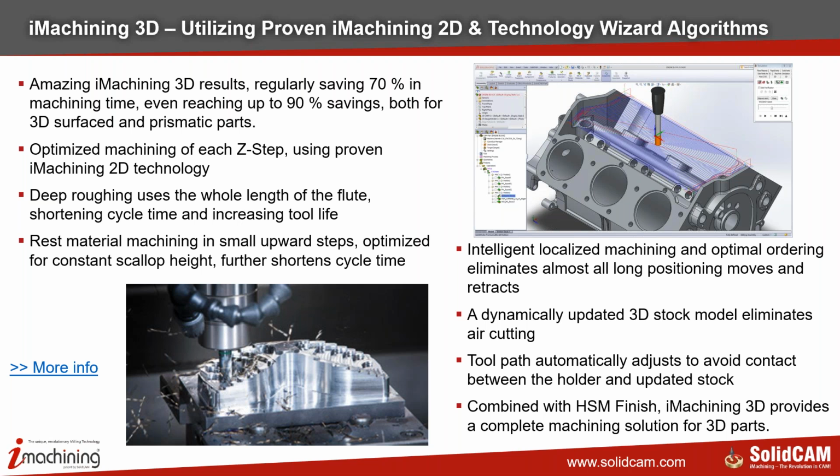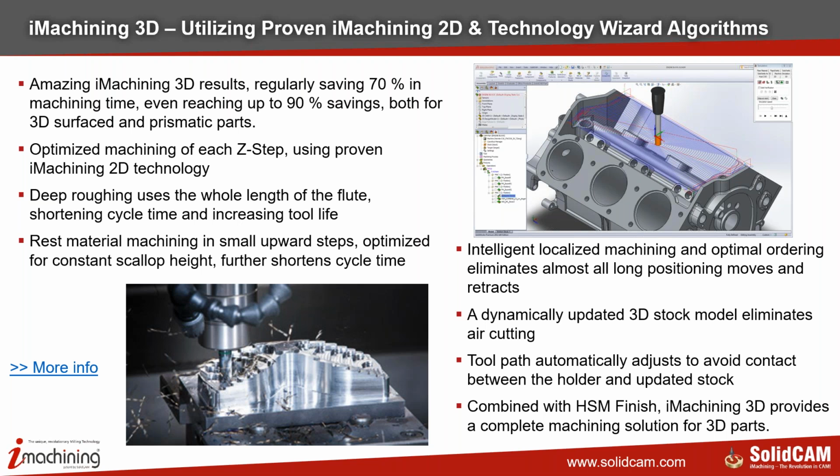Rest machining is also possible using iMachining 3D, where it checks the dynamic stock remaining, and based on the dynamic stock, it creates the toolpath only in the areas where material is really remaining, and then machines that area. It does intelligent localized machining and optimum ordering. You will not see any retracts coming out from iMachining because it joins the steps using a 3D retract option. So you'll not see anything going to the safety plane and then coming down. A dynamically updated 3D stock model completely eliminates air cutting.